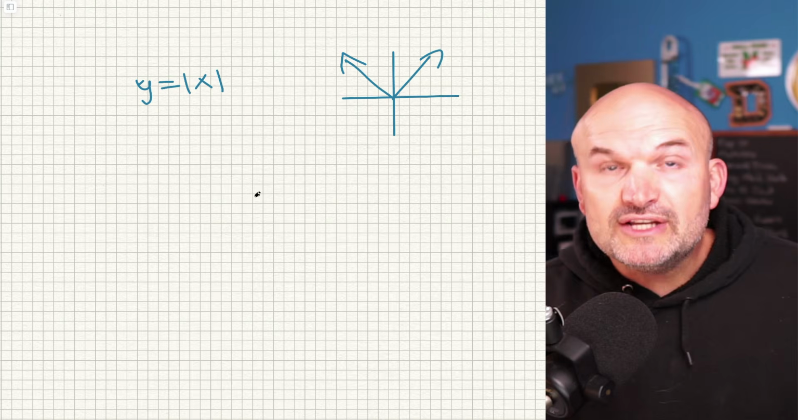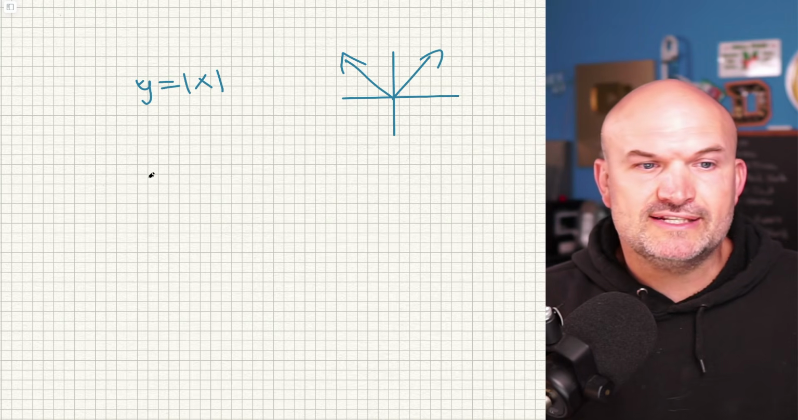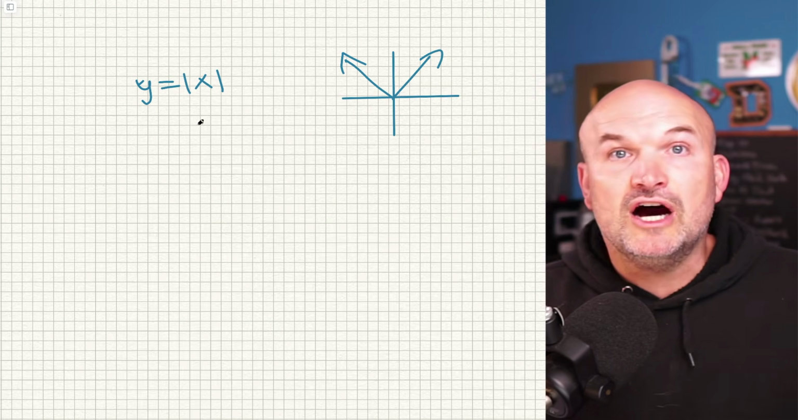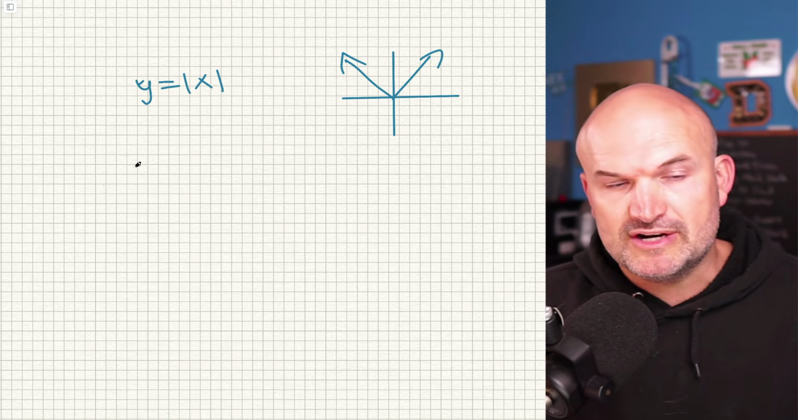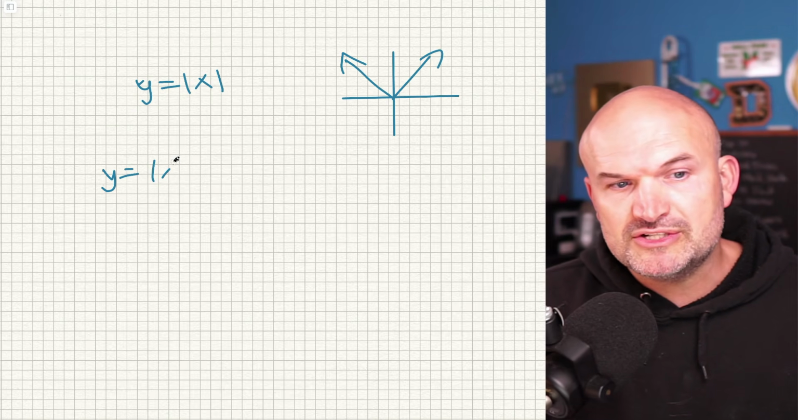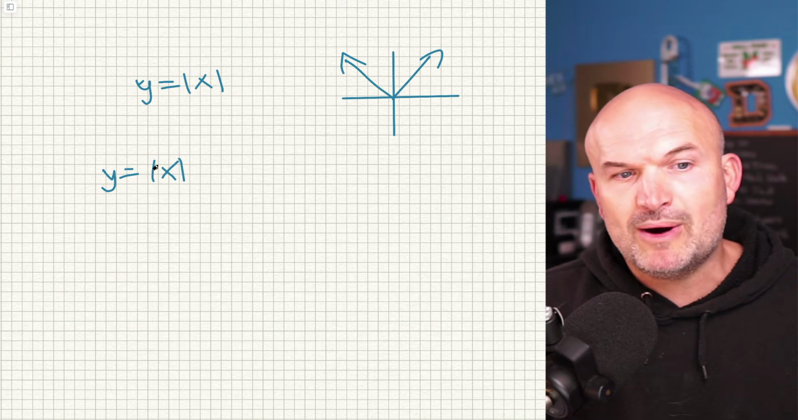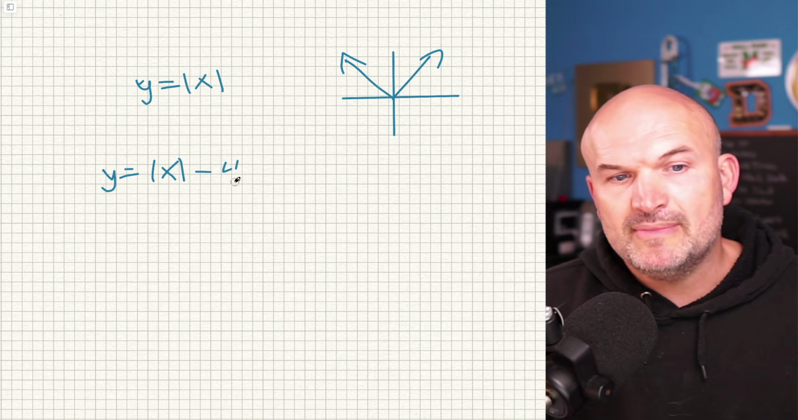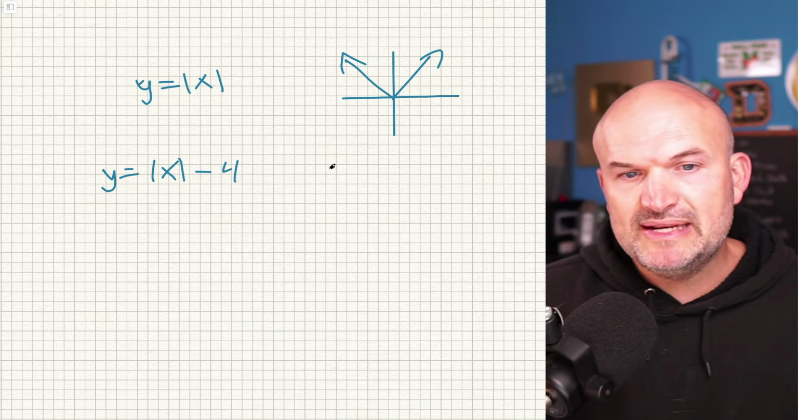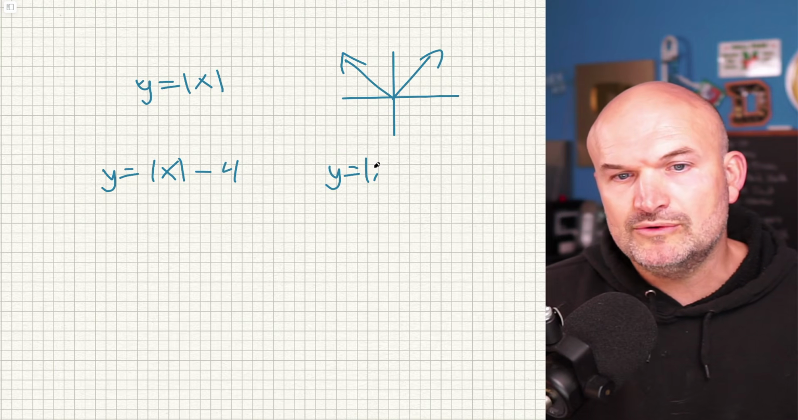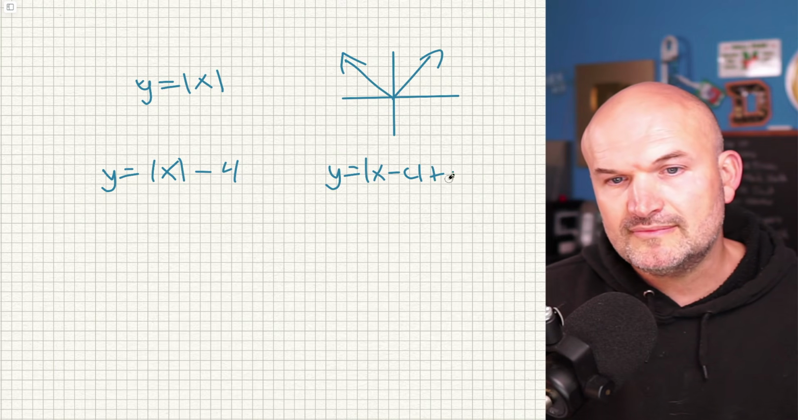So when we're looking into transformations, we need to understand the transformations of any function. Now for the absolute value function, we're going to work on 2 different transformations. The first transformation that I want to go over is y equals absolute value of x minus 4. To understand this transformation as well as the next one, we need to understand this format, y equals absolute value of x minus c plus d.